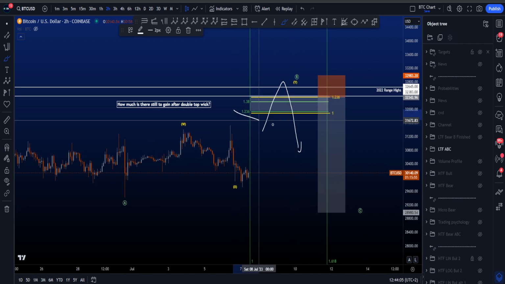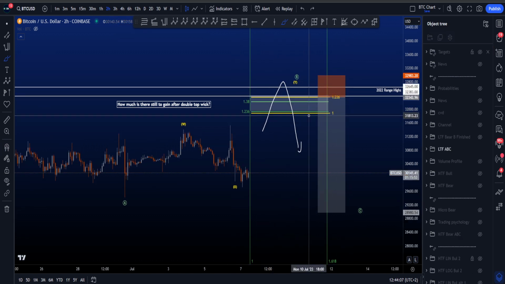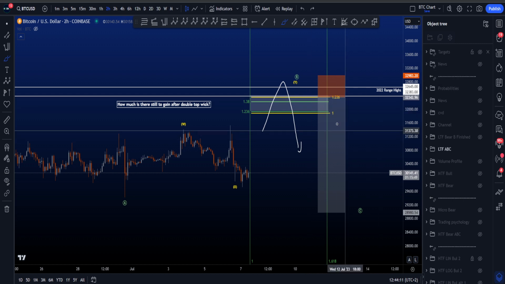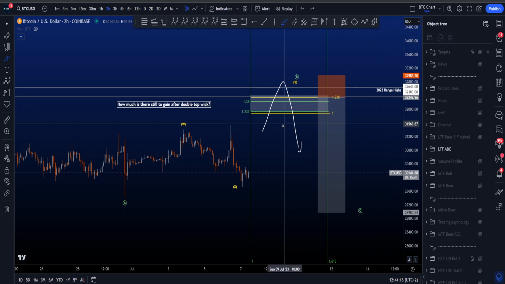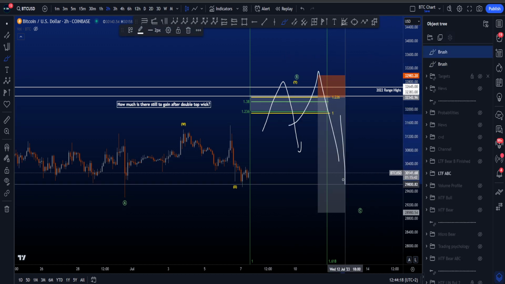Because over here, the most common target area for wave Y and B is between 31.9k and 32.4k, which is very interesting as it is very close to the 2022 range highs, where there may be a liquidity grab and a move towards the downside.